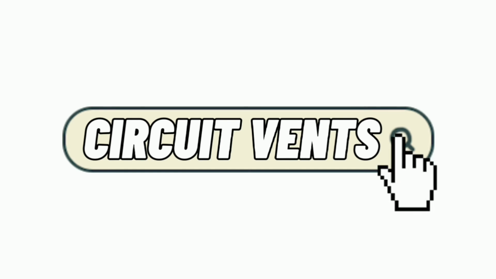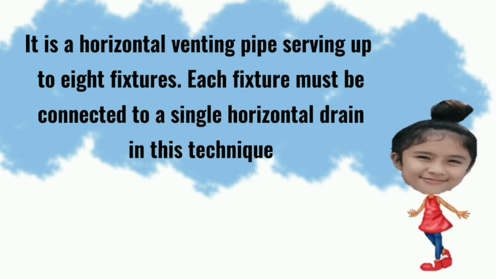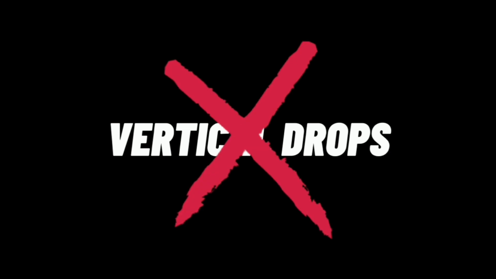Next is the circuit vents. In this method, a horizontal venting pipe will serve up to 8 fixtures, and each one should be connected to a single horizontal drain. So guys, dito, vertical drops are not permitted.